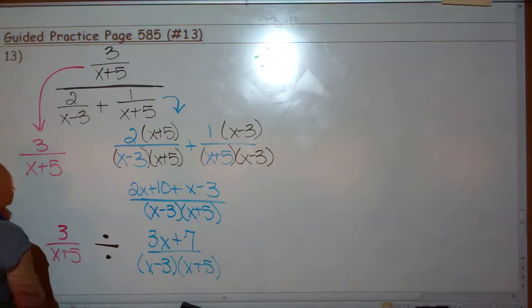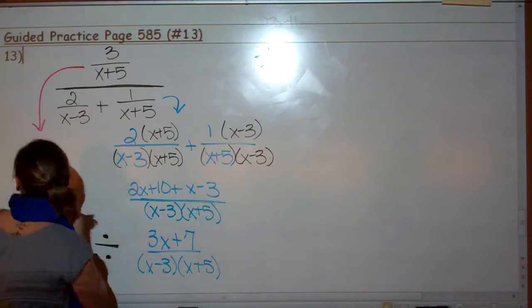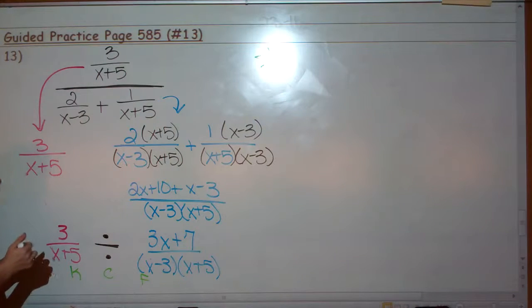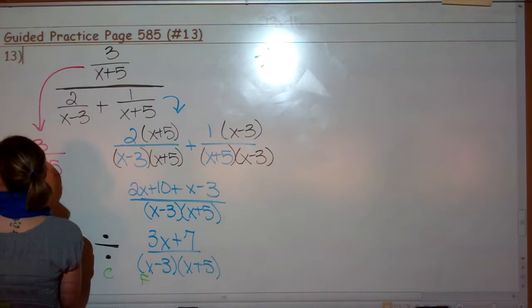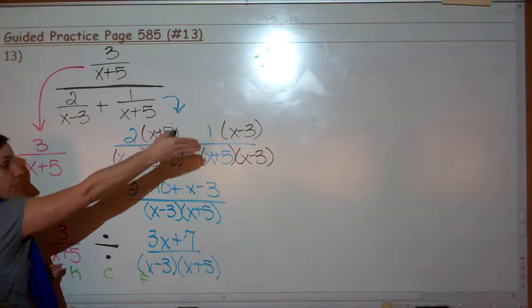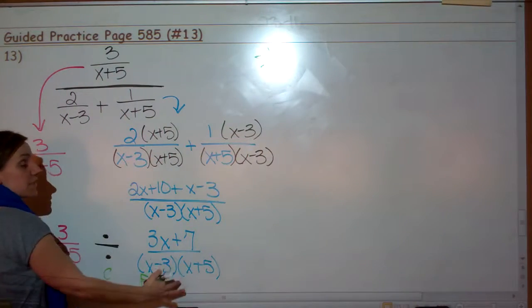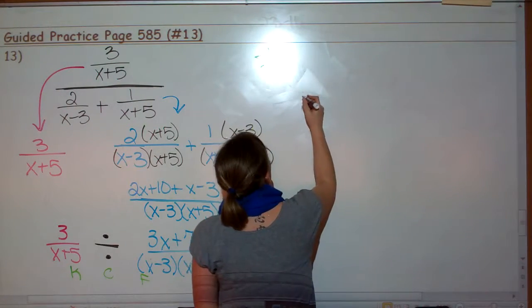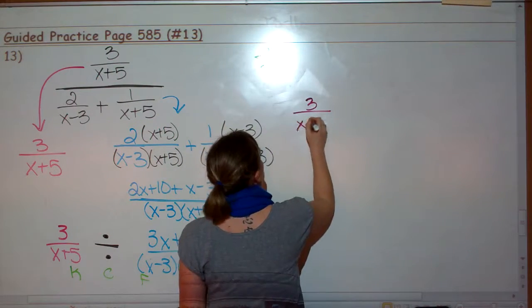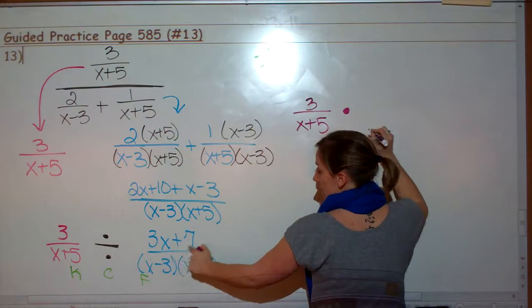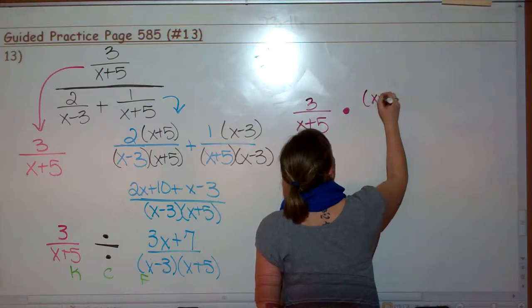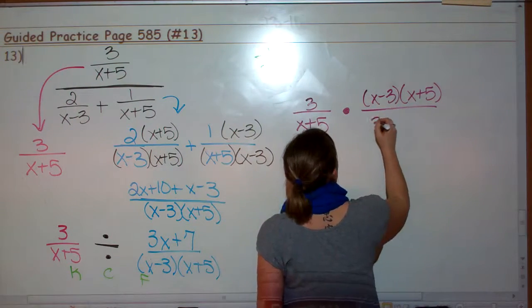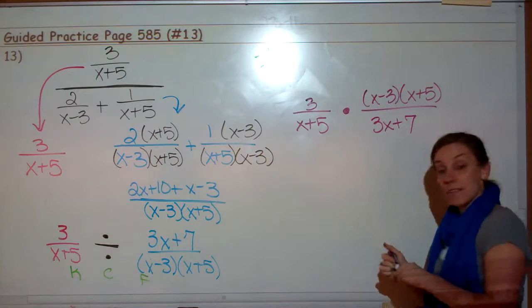Remember, when we divide, we've been saying it over and over again, our phrase is keep, change, flip. So we're going to keep it, change it, flip it. I'm going to take this over to the other side. This was our adding and subtracting part, so I'm going to take it one more step and do our dividing part. So that's 3 divided by x plus 5. Change it. And now I'm going to flip it. So that's x minus 3 times x plus 5 is now up, and our 3x plus 7 is now down.